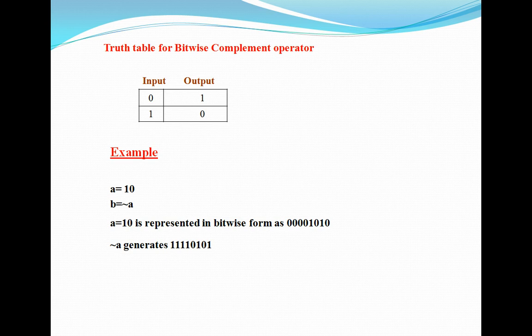Let's take an example. A equals 10. We have to calculate B equals negative A. How will we do it? First we will represent A in binary form, that is 0 0 1 0 1 0. Then how to generate this negativity? You will flip all the zeros into ones and ones into zeros. Let's explain this with the help of the paint screen.